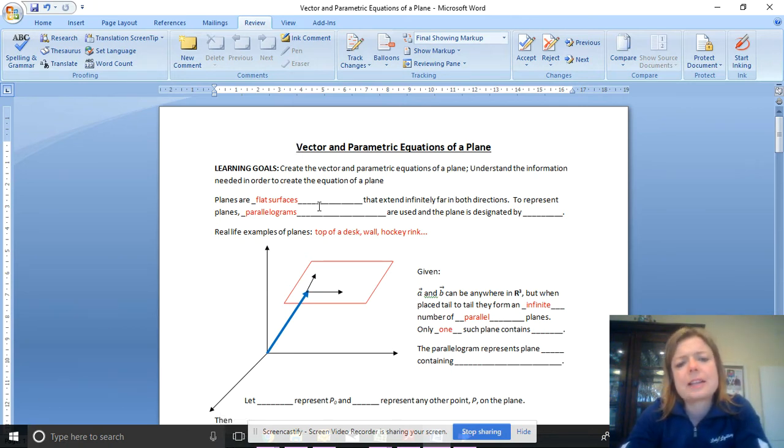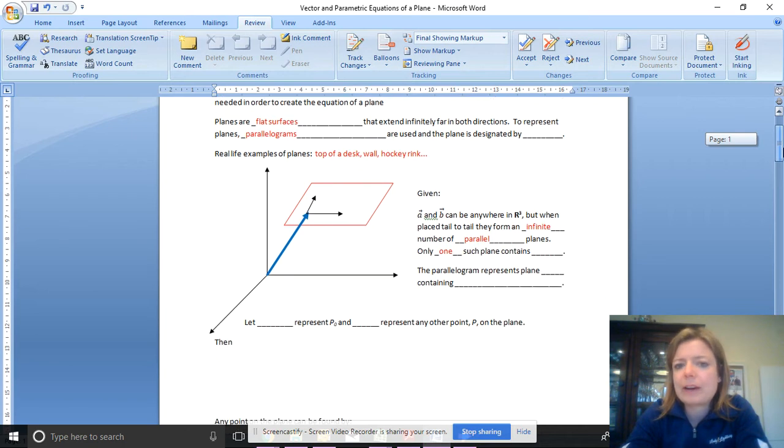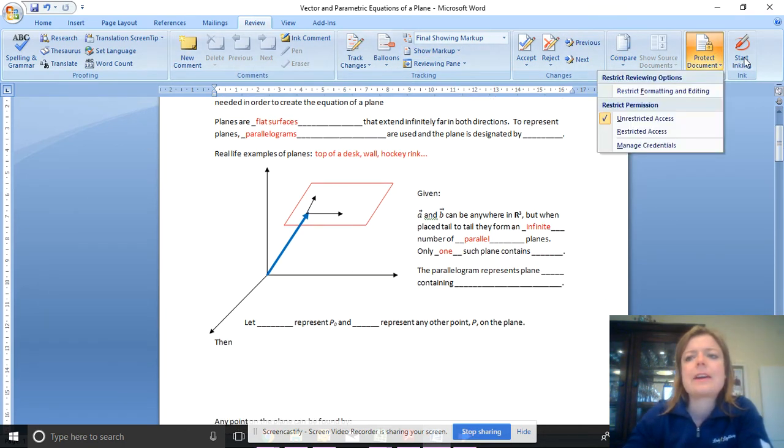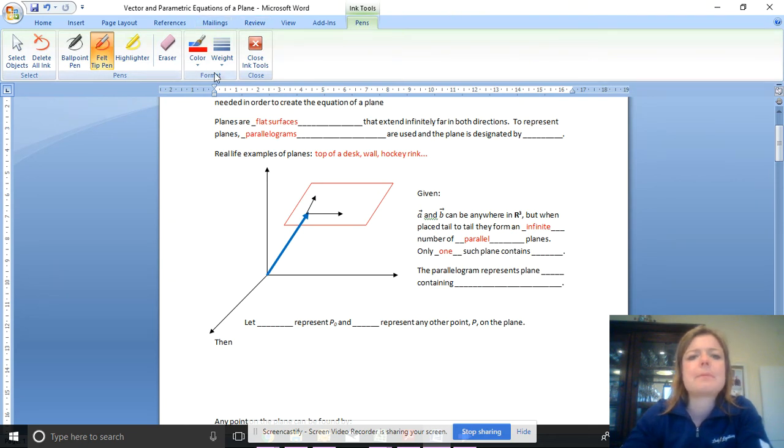So planes are flat surfaces. They extend infinitely far in both directions. And we use parallelograms to designate planes. And they're actually designated by pi, okay? So it's just like we use L to talk about lines, we use pi to label planes. That's just how it works. So let's talk about this.